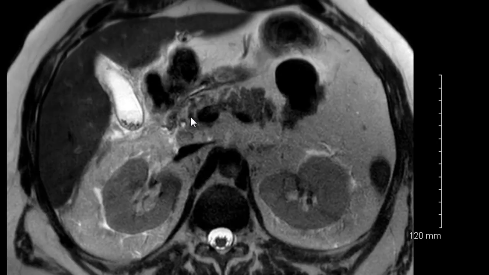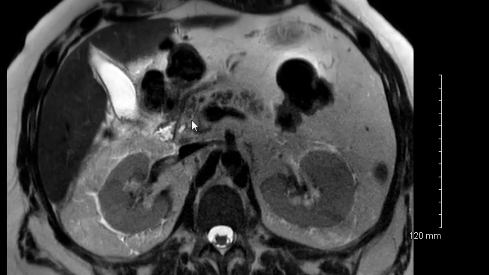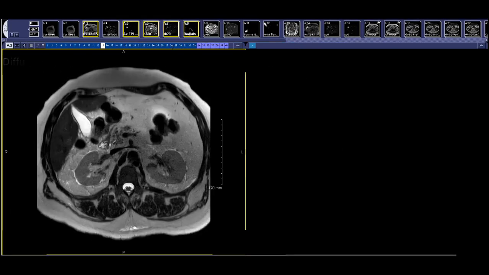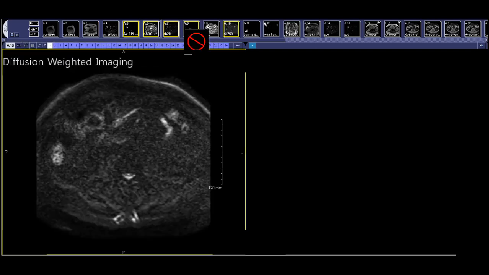We can also often see the pancreatic duct. Here we just see a little slip of the pancreatic duct within the pancreatic head, and that looks normal. We want to keep an eye on pancreatic ductal anatomy, any dilation or irregularity or lesions connected to the pancreatic duct as well. Next, we can move on to our diffusion weighted imaging.